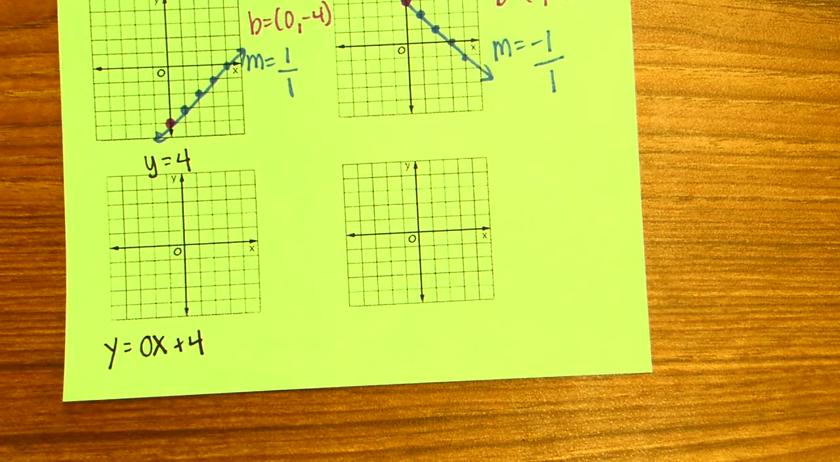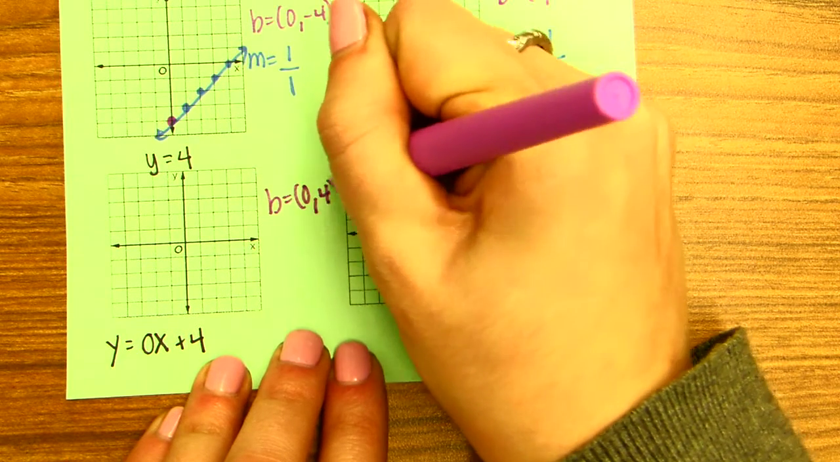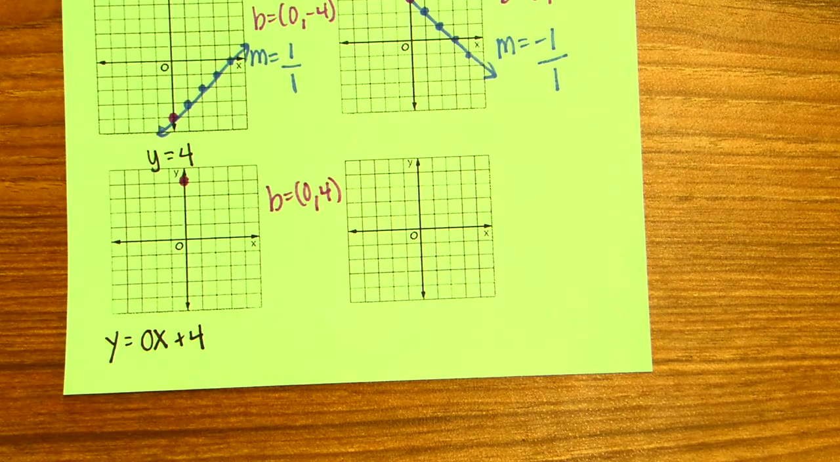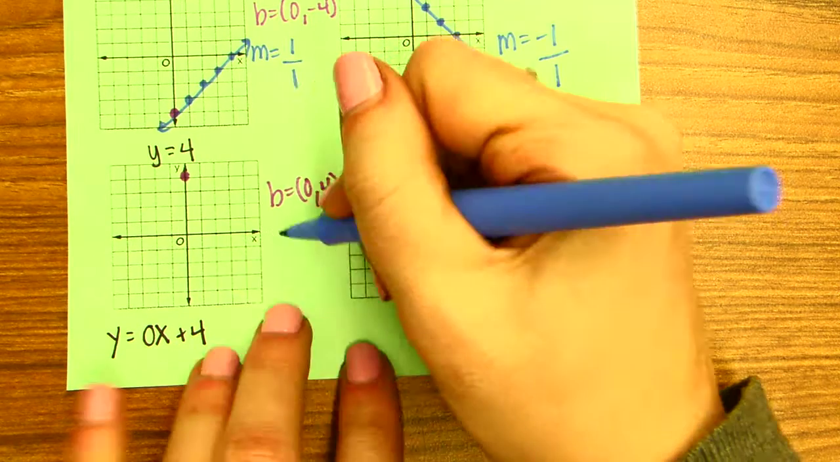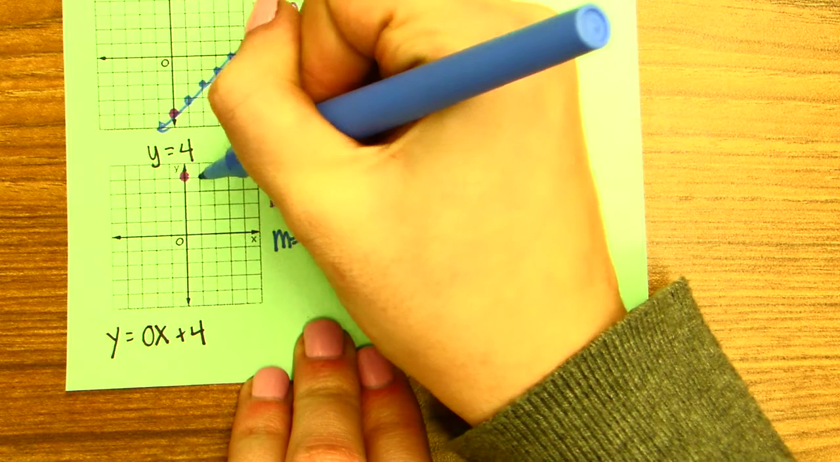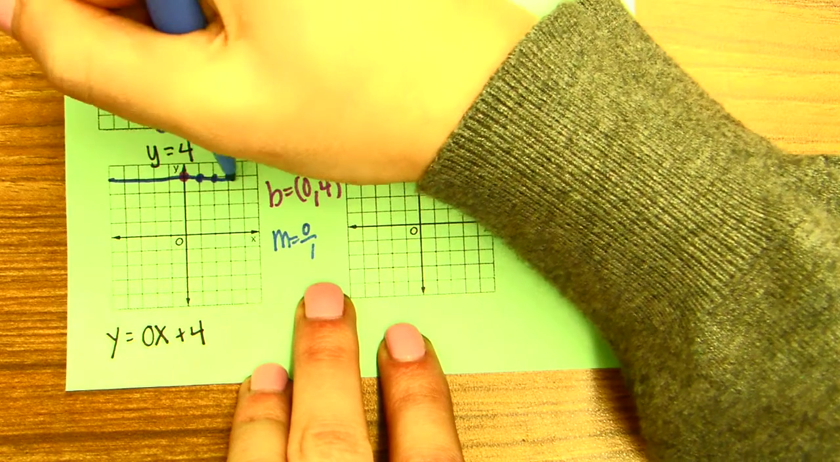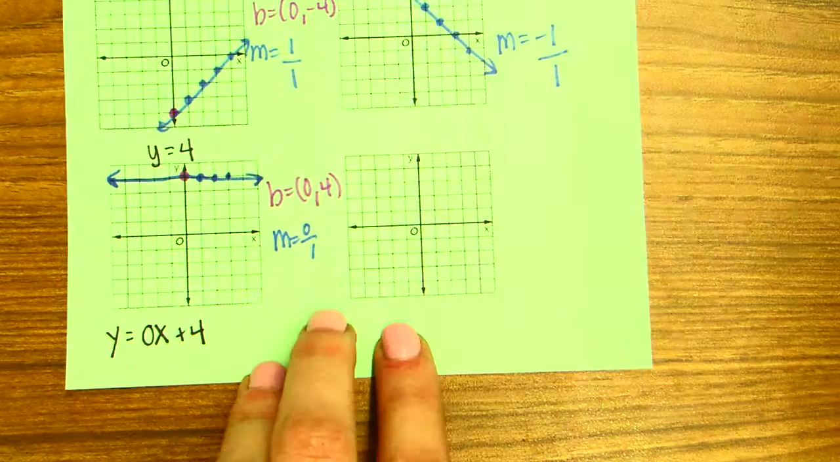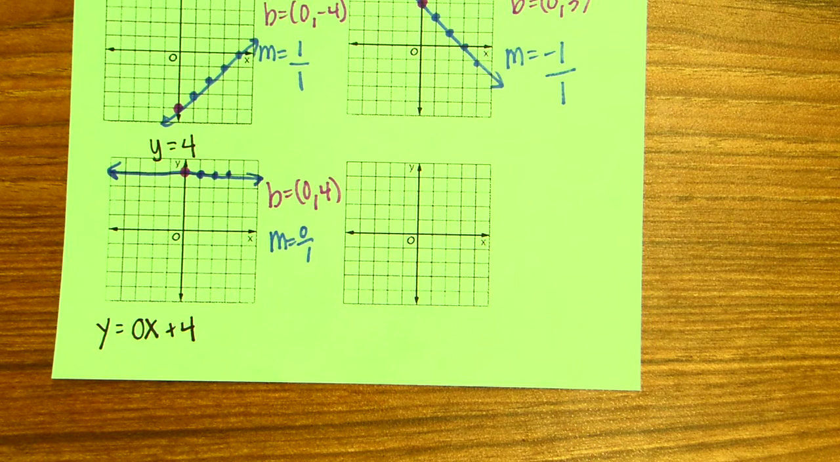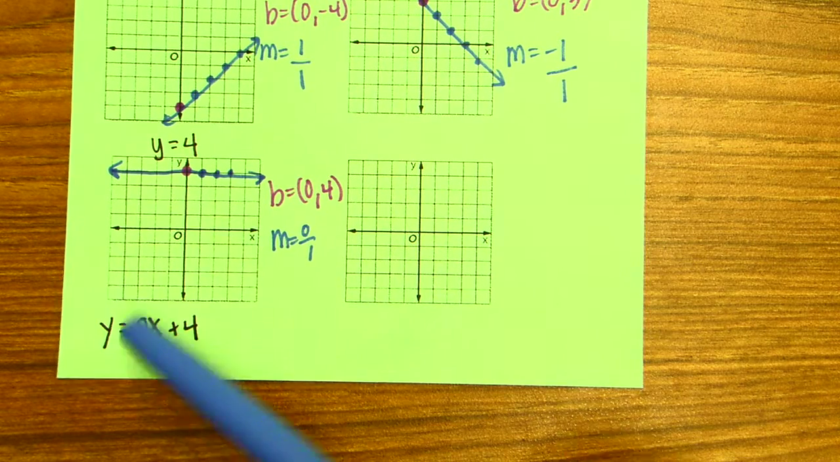So now that it's in slope-intercept form, I can find that b is 4, using a lot of 4s today. My slope is 0. 0 as a fraction would be 0 over 1, so I'd go up 0 to the right 1, up 0 to the right 1. And then that makes sense with what we learned before. The y-intercept is 4, the slope is 0.